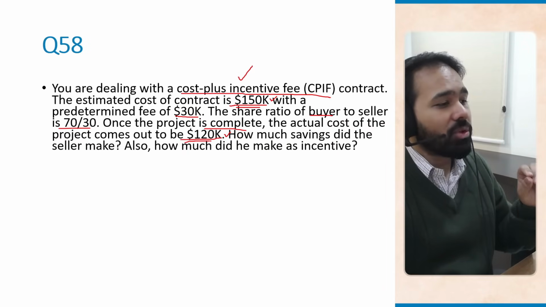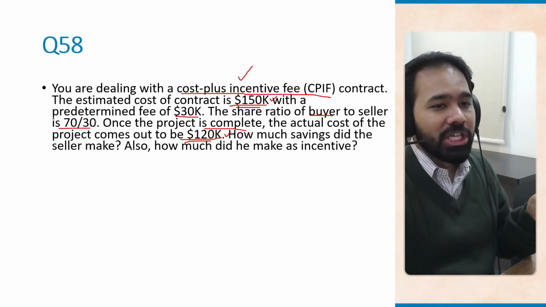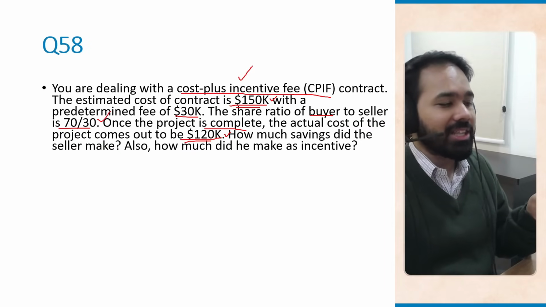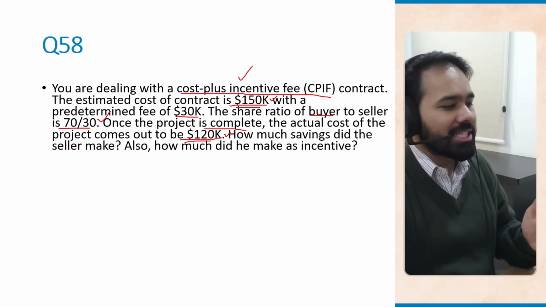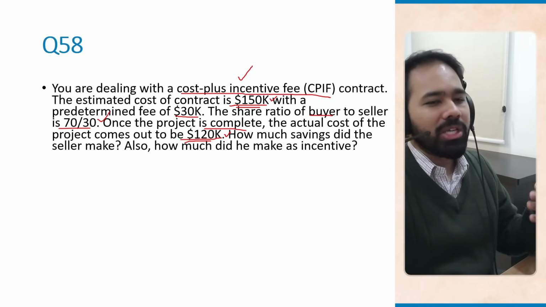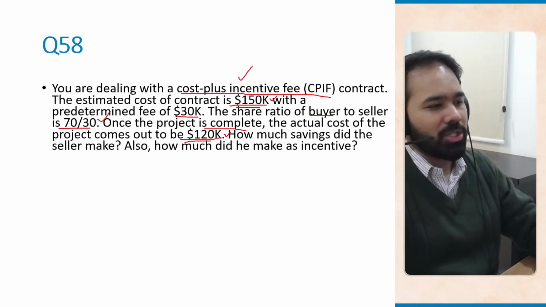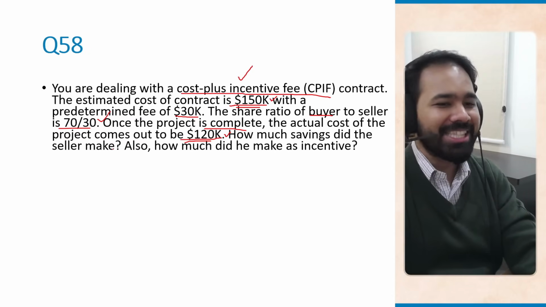Now you have to calculate the incentive fee. So the ratio was 70/30, right? So that means the seller's share of savings is 30% of 30K, which is 9,000 US dollars. So the correct answer is 9,000 US dollars.